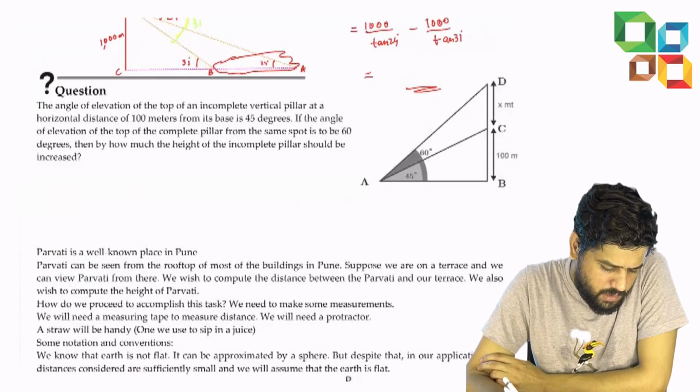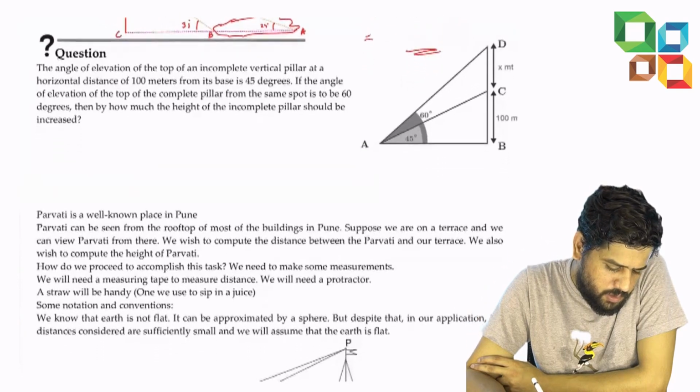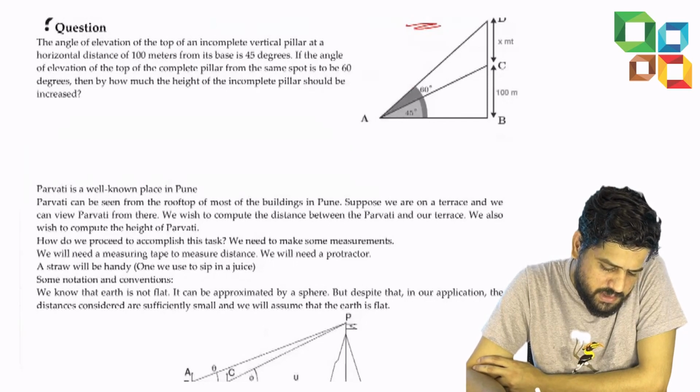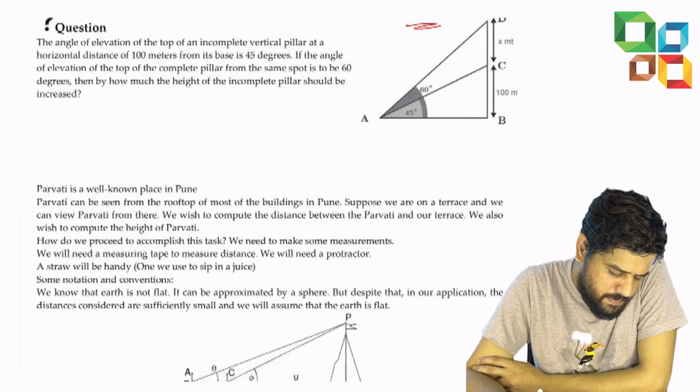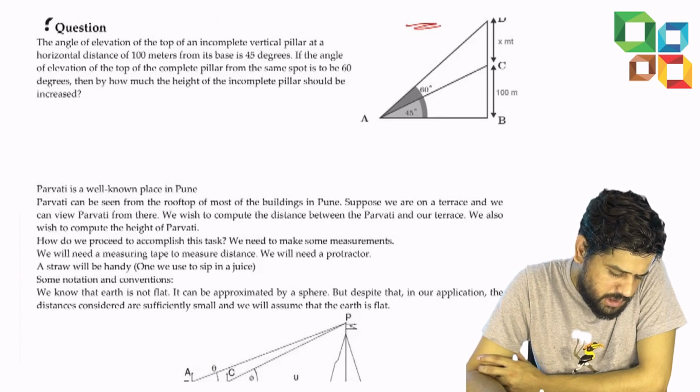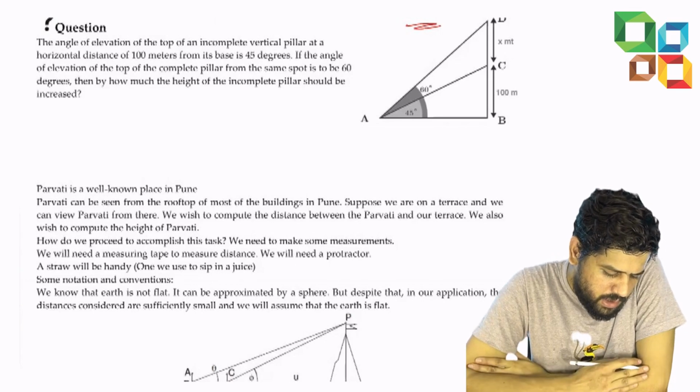Okay. Next question. The angle of elevation of the top of an incomplete vertical pillar at a horizontal distance of 100 meters from its base is 45 degrees. If the angle of elevation of the top of the complete pillar from the same spot is to be 60 degrees, then how much height should be increased?